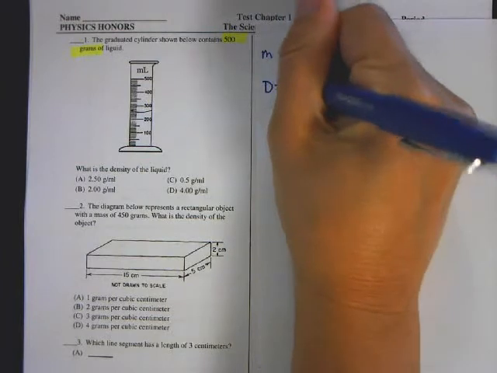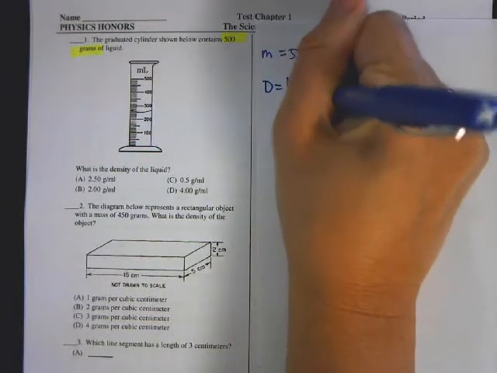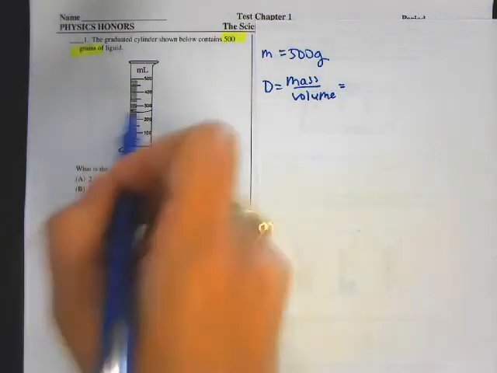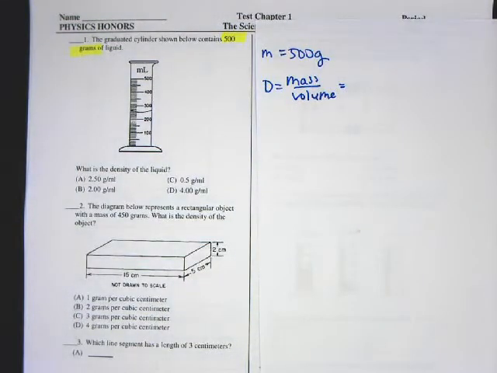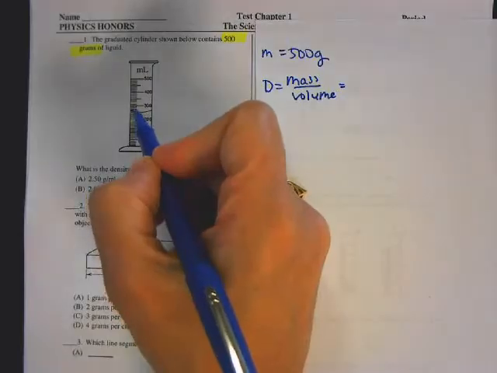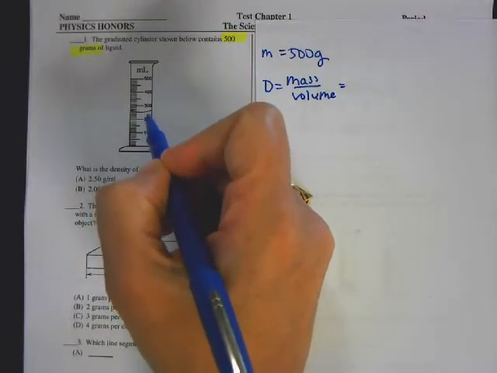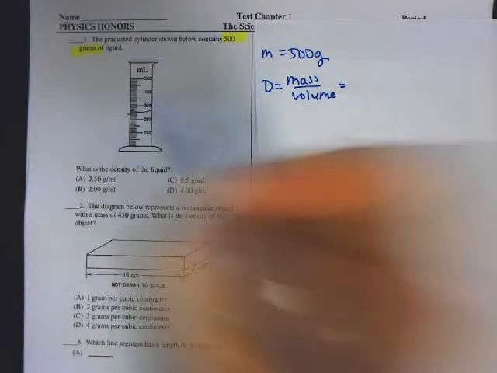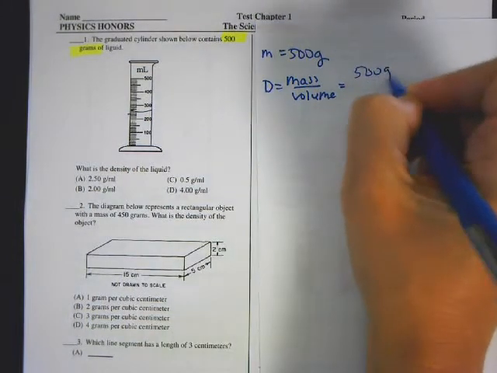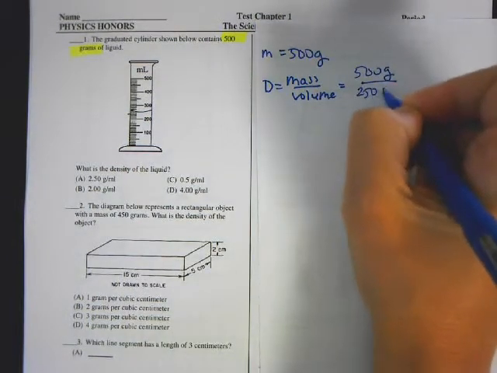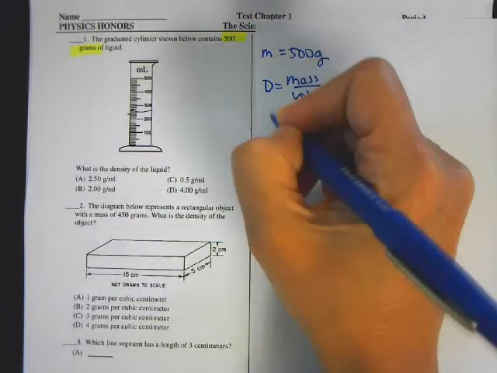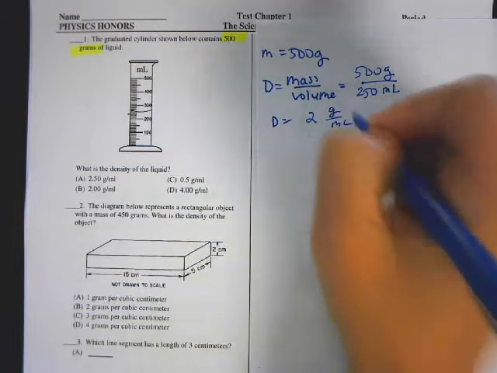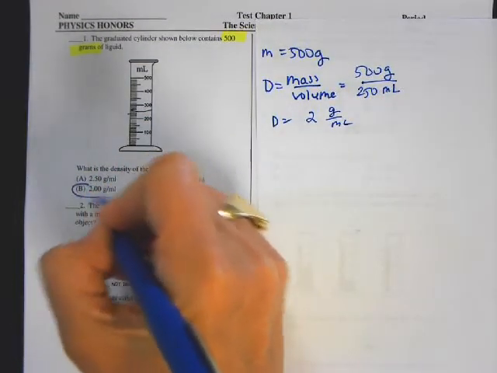Well, density is mass divided by volume. So in order to calculate the density, I need the volume. So now I'm going to have to read the volume from the graduated cylinder. On your copy, it's kind of small, so it's hard to see. But this is 200 and this is 300, so the volume is going to be 250. So it's 500 grams divided by 250 milliliters. So then my density, I could do that in my head, is going to be 2 grams per milliliter, which would be answer B.